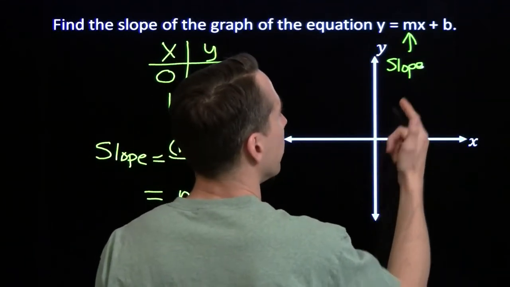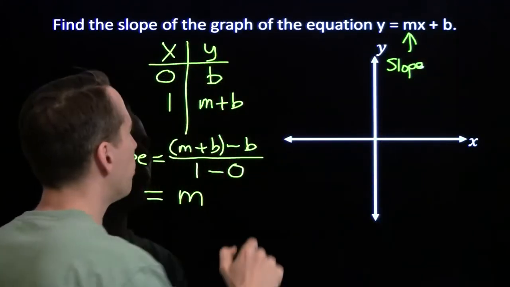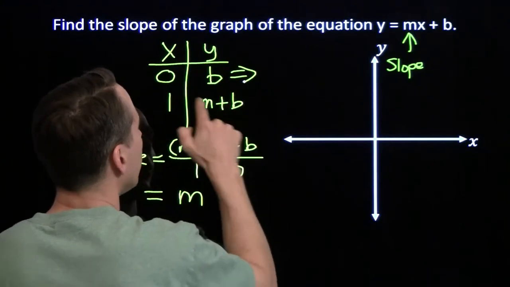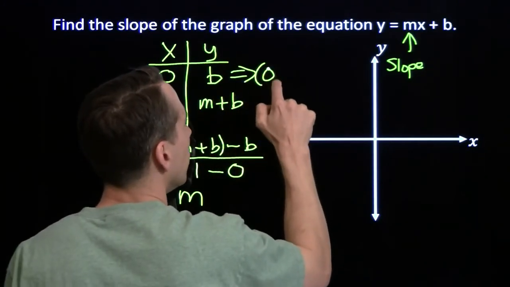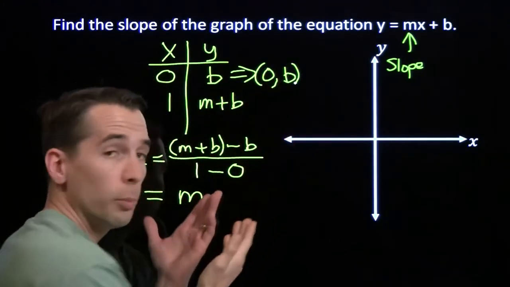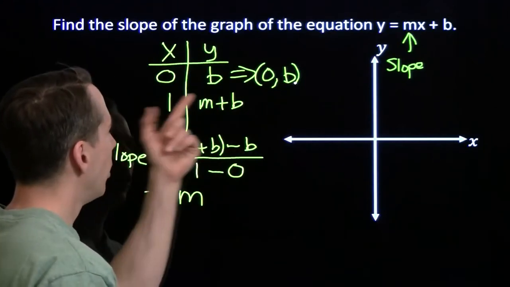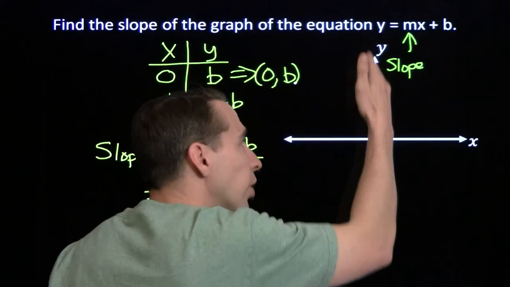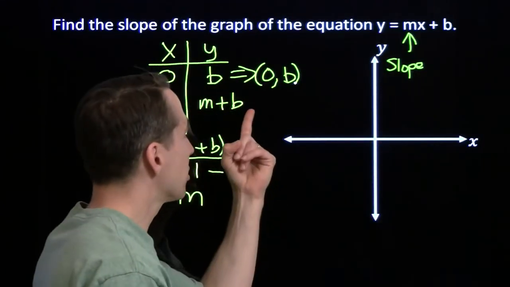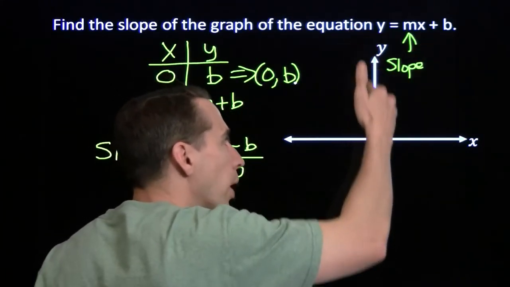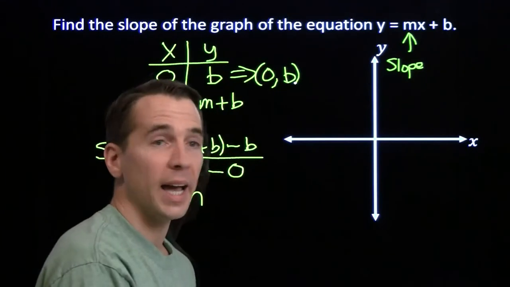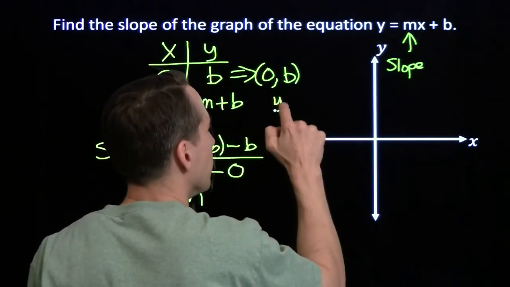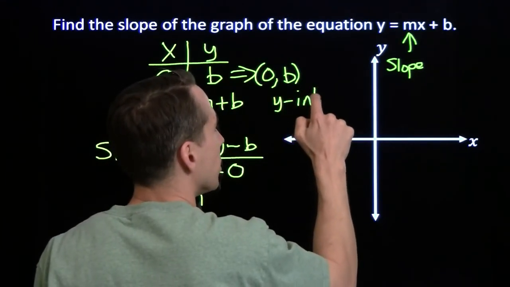Now, of course, you might wonder, what's up with that b? What's so special about it? Well, take a look at this point here. We saw that the point 0, b is always on the graph. Well, if the x-coordinate is 0, then the point's going to be somewhere on the y-axis. b tells us where the line hits the y-axis. This has a special name. This is called the y-intercept.